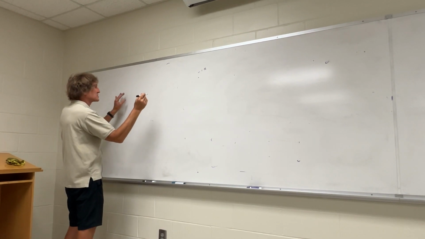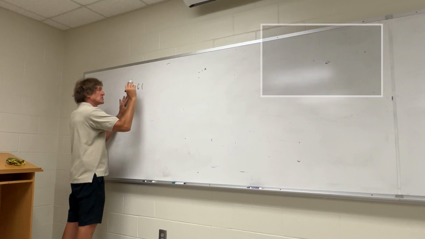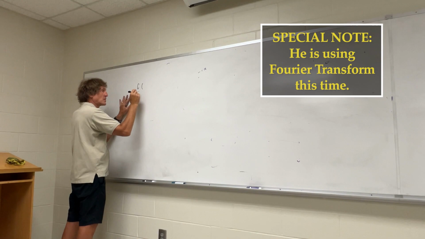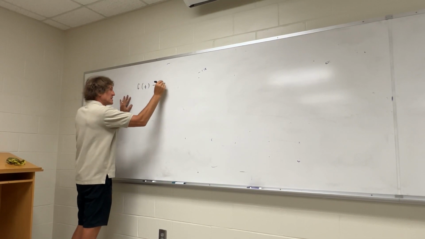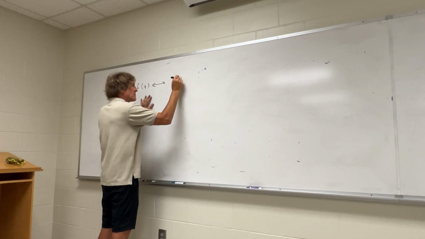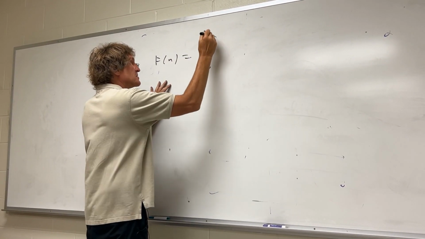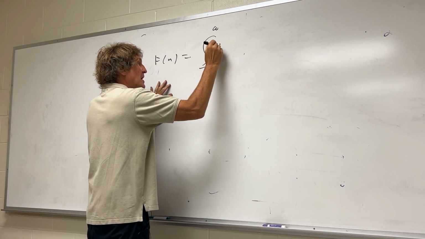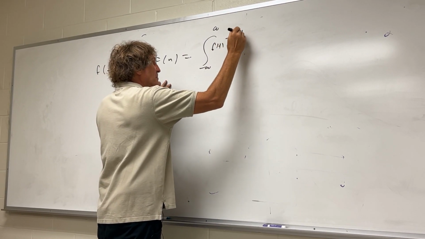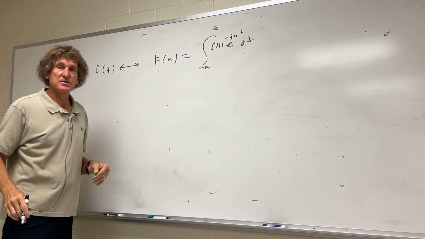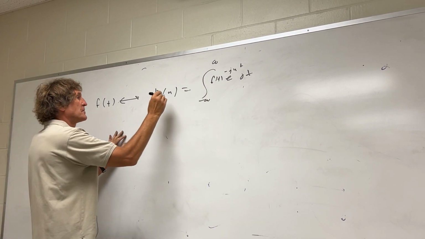All right, so first, I could do it with Laplace, but I want to do it with Fourier this time. If you have f of t, and it goes to f of omega, which is equal to the integral from minus infinity to infinity of f of t e to the minus j omega t dt. That is the definition, right? Sorry for moving so quick.